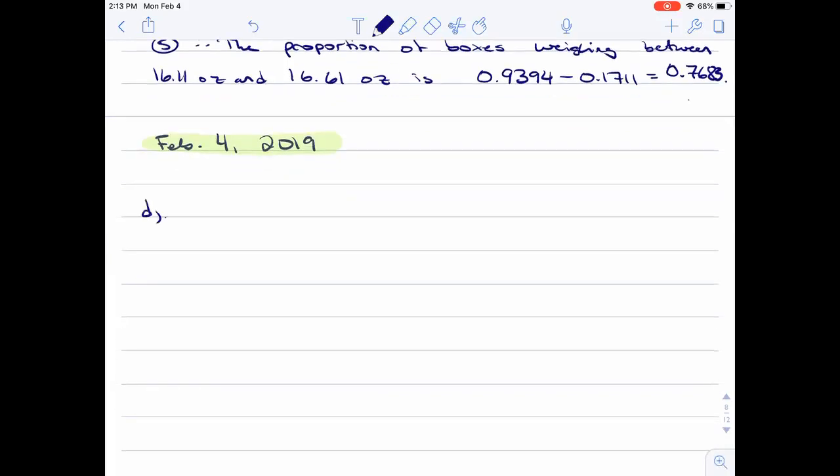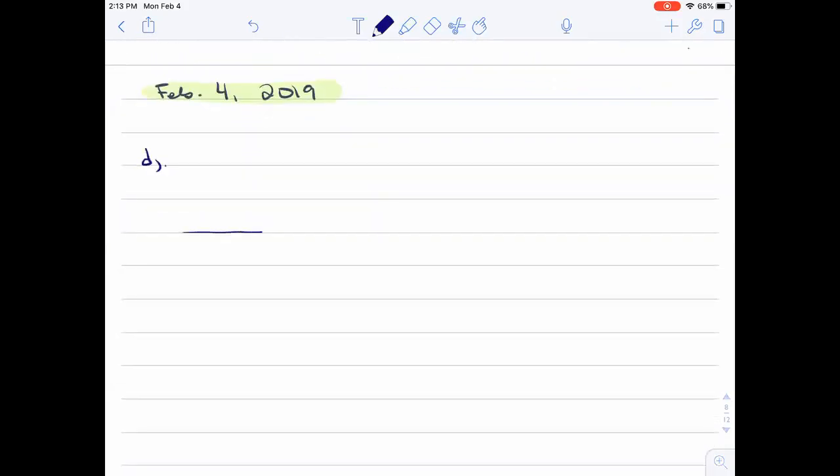So for part D, what we want to know is, we have some situation like this, remember, where the weights of the boxes follow a normal distribution with a mean of 16.3 and a standard deviation of 0.2. That hasn't changed for this whole question.